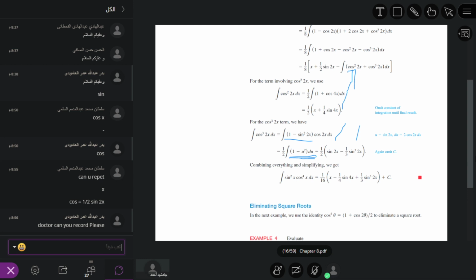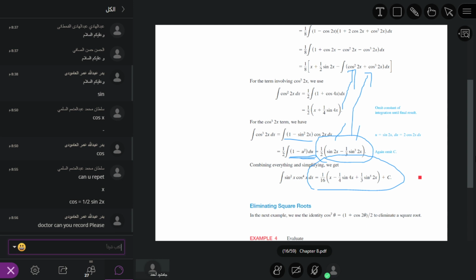So we use this whole thing here. Whenever we use all the things, we get the following: 1 by 16 x minus 1 over 4 sine 4x plus 1 by 3 sine 3 of 2x. So this is the result.